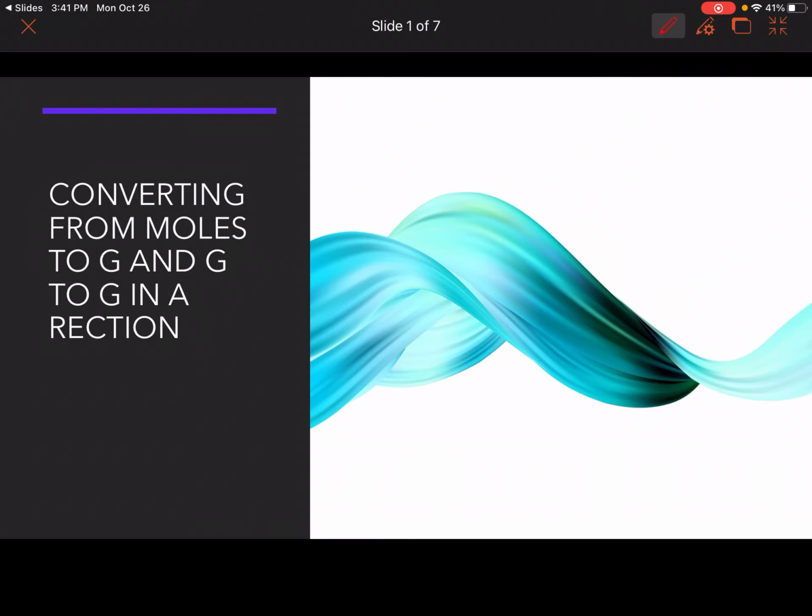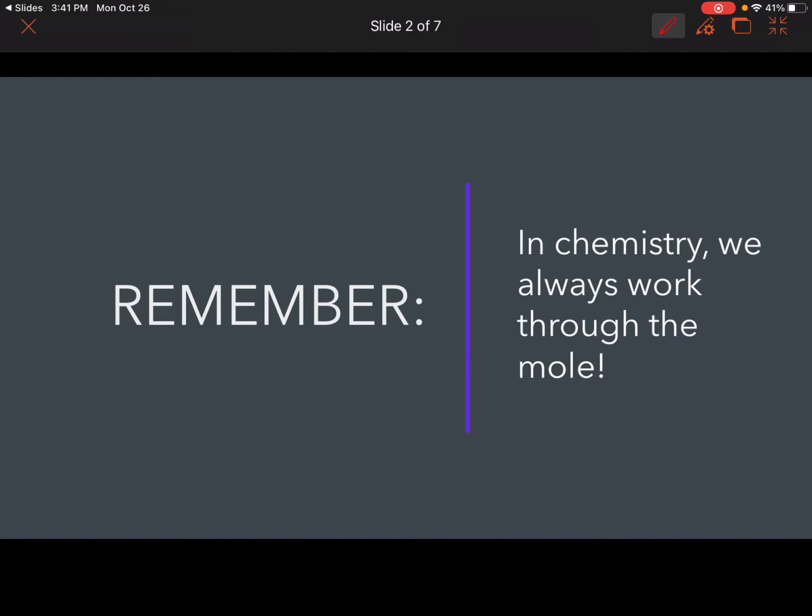Hi everyone. Today we're going to go through converting from moles to grams and grams to grams in a chemical reaction. So this is stoichiometry, just continued here. And I believe this is lesson 2.11. Remember, in chemistry, we always work through the mole.